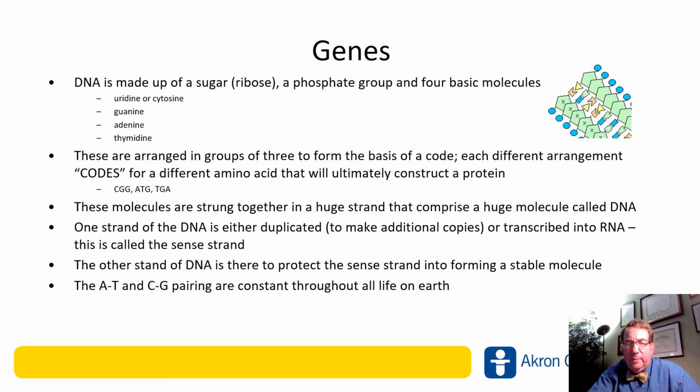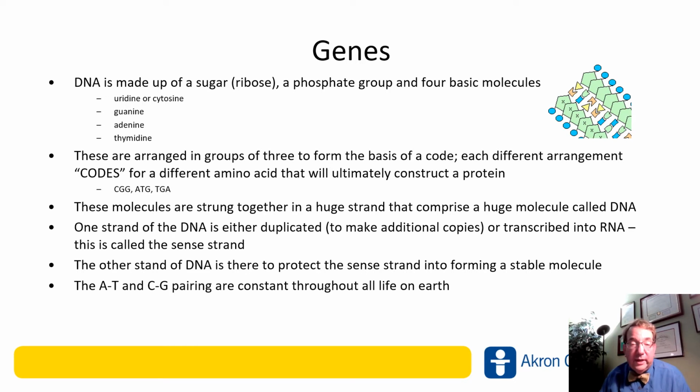Again, DNA is made up of a sugar, deoxyribose, not ribose, a phosphate group, and 4 basic molecules. And again, these molecules, these bases, are arranged in groups of 3, and they're read in groups of 3. And when we think about it, those groups of 3 could be CGG, ATG, TGA. If I wrote them all out, there would be 64 different combinations that are possible.